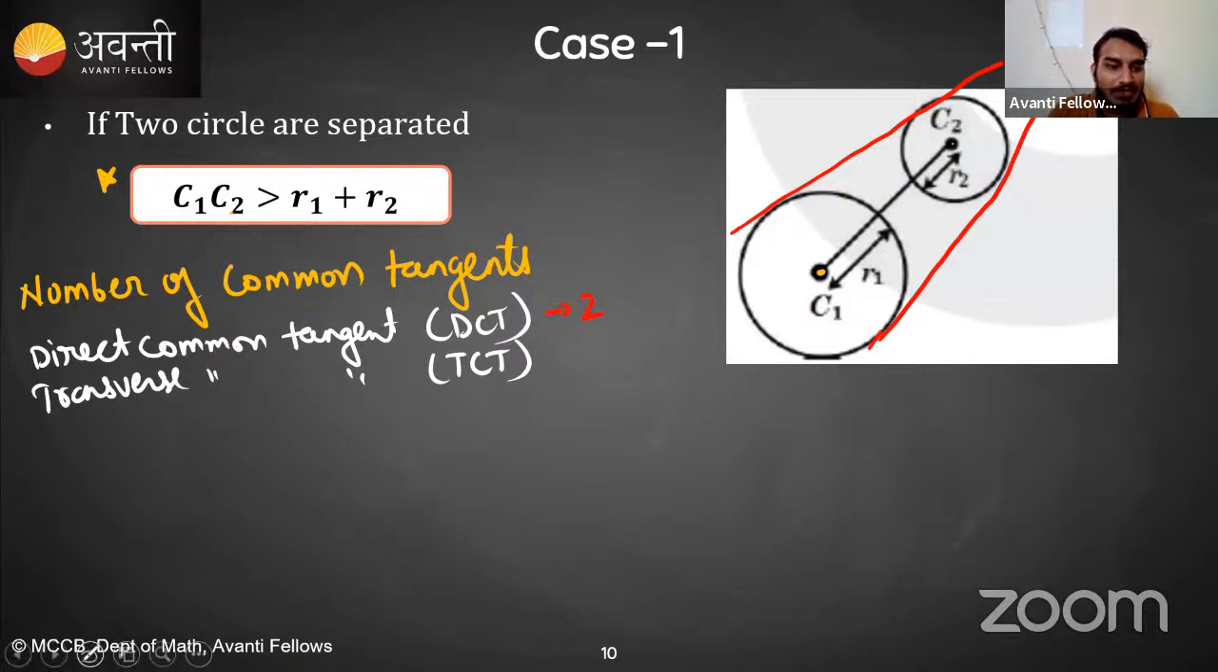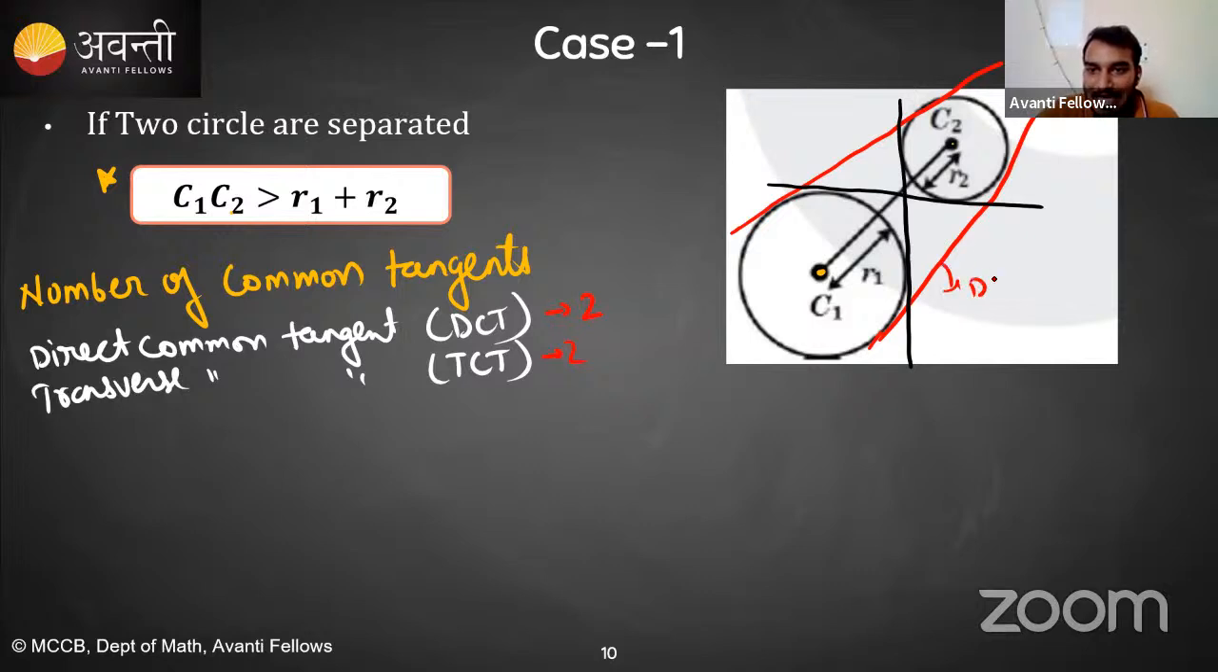Can anybody tell me in the chat box how many indirect common tangents, or transverse common tangents, are possible? Yes, 2 indirect common tangents. One would be something like this, and another would be something like this. So there are 2 transverse common tangents and 2 direct common tangents. Is this clear?